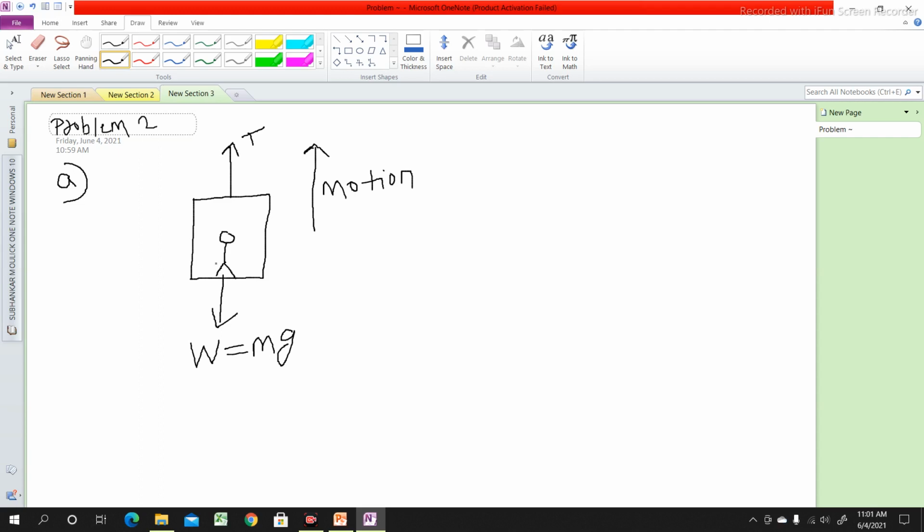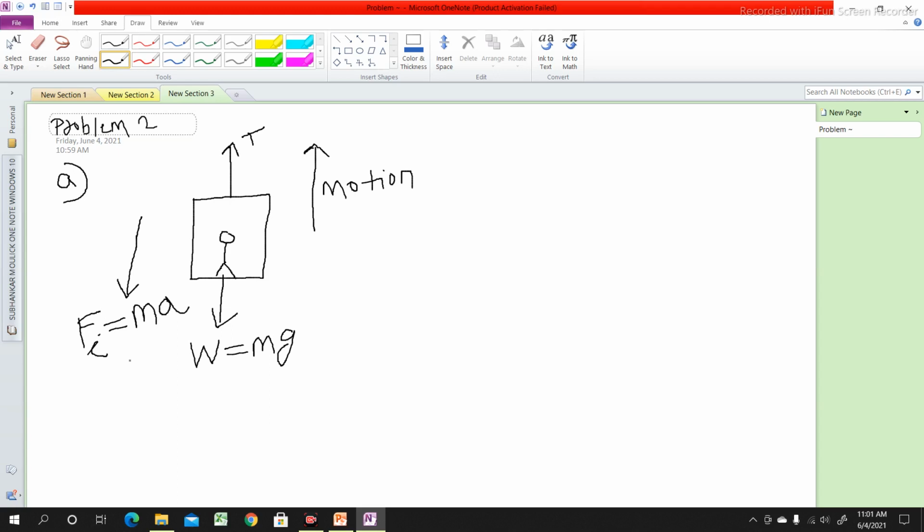So we can use D'Alembert's principle. According to D'Alembert's principle, this lift is moving vertically upward. So in order to maintain the dynamic equilibrium of this lift, we need to apply an inertia force in the vertically downward direction, opposite to the direction of motion of the lift. So this is the inertia force Fi, and its magnitude is equal to m into a.